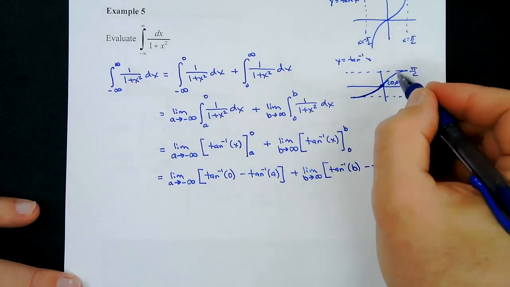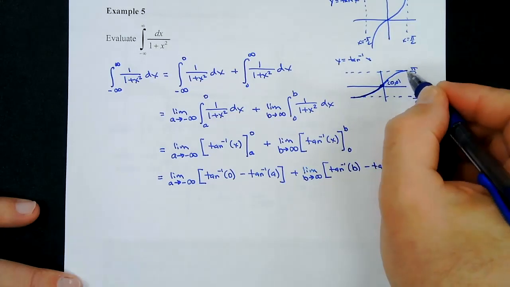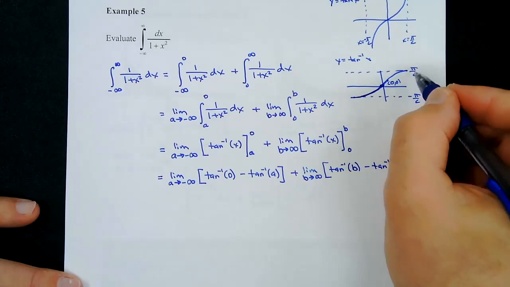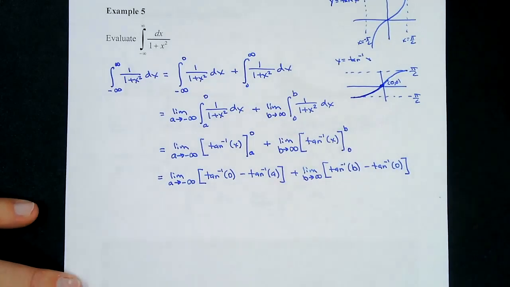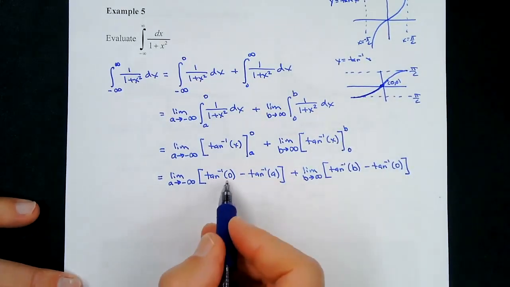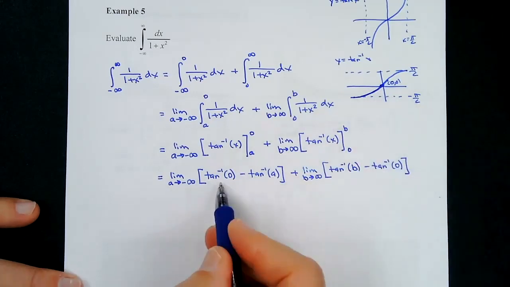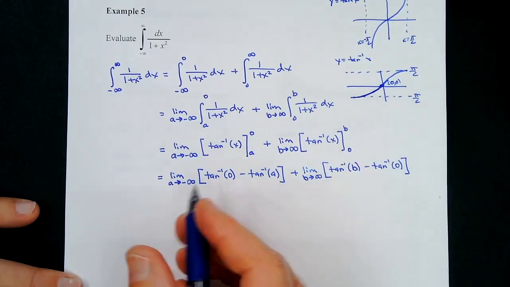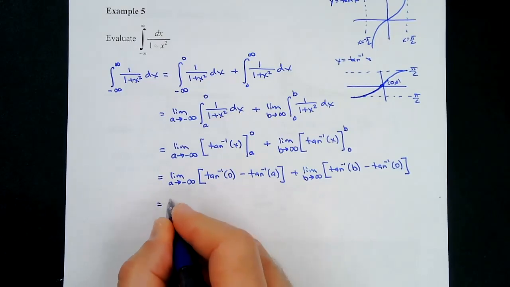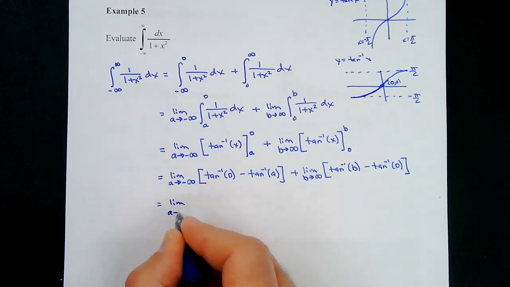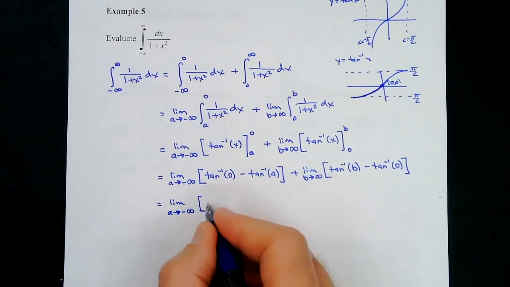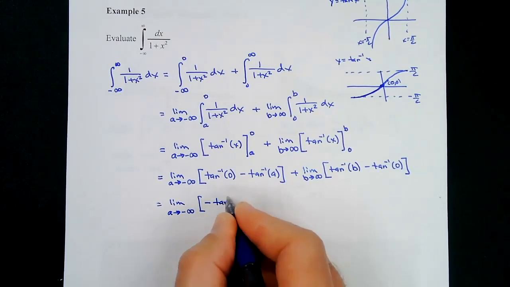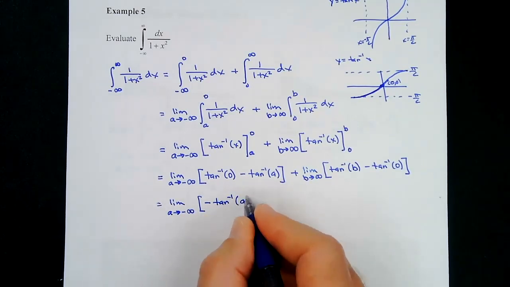But look, as your x gets really, really big, this is getting closer and closer to pi over 2. And as x goes to negative infinity, it's going to go to negative pi over 2. So that's going to help us evaluate it. At 0, because it's going through the origin, the tan inverse of 0 is going to be 0. So this becomes the limit as a approaches negative infinity of 0 minus tan inverse of a, which is just negative tan inverse of a.